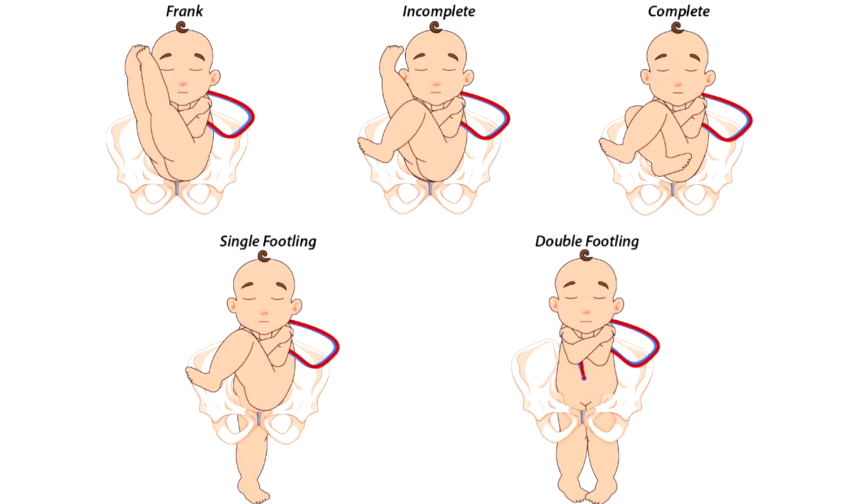Here we see the different types of breech presentation. We have frank, complete, incomplete, single footling, and double footling breech. Frank breech is characterized by flexed hips and extended knees. In contrast, the fetus in an incomplete breech presentation has flexed hips, one extended knee, and one flexed knee. Complete breech is characterized by bilaterally flexed hips and knees. Single footling breech means that one foot of the fetus is out of the cervix, while double footling breech means that both feet are out of the cervix.